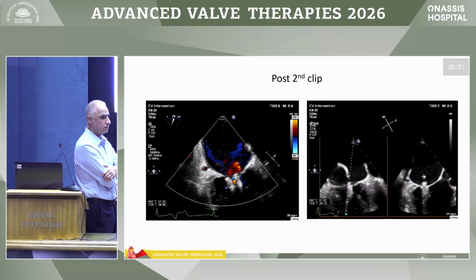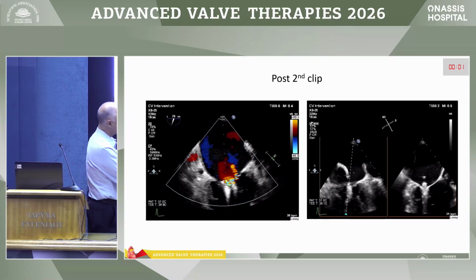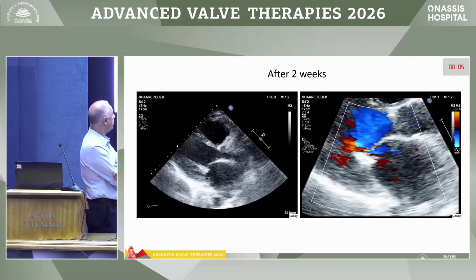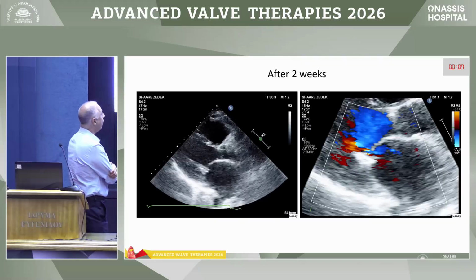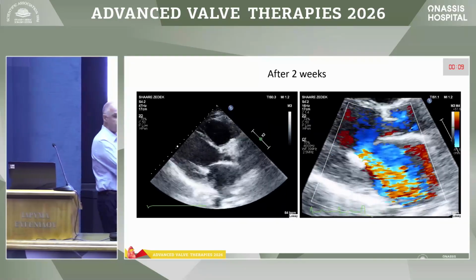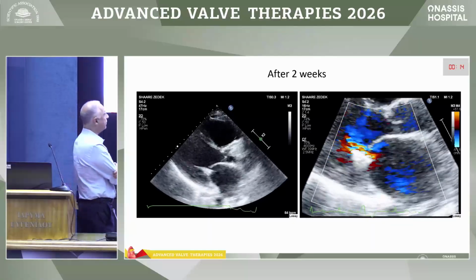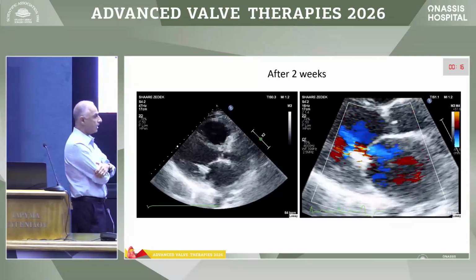Any comments on this case? Everyone's happy. Very good. Okay. Two weeks later, I get a call from the ER. Your patient that you did a clip on two weeks ago came in with pulmonary edema. Okay?